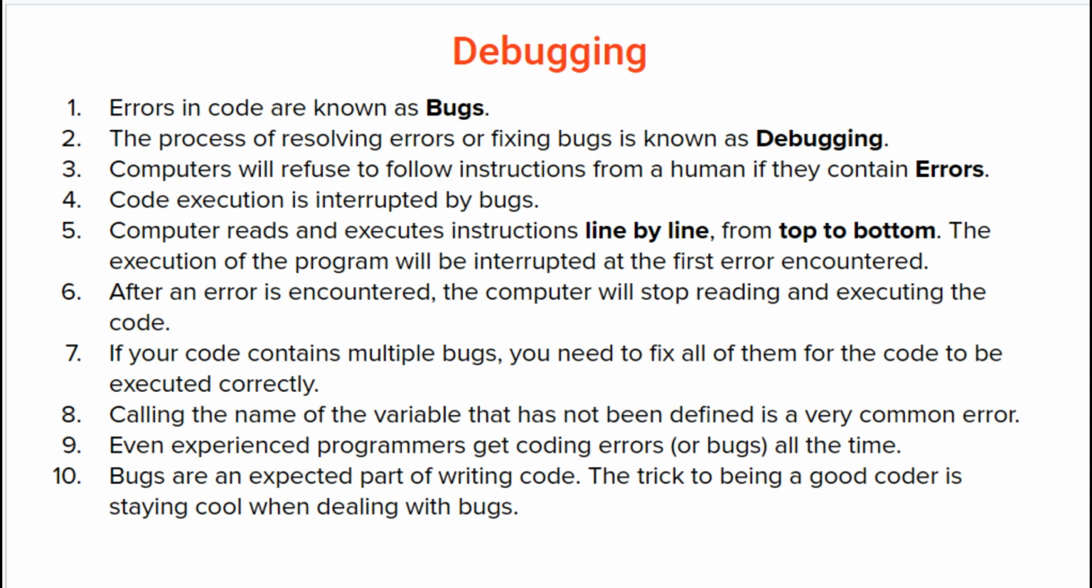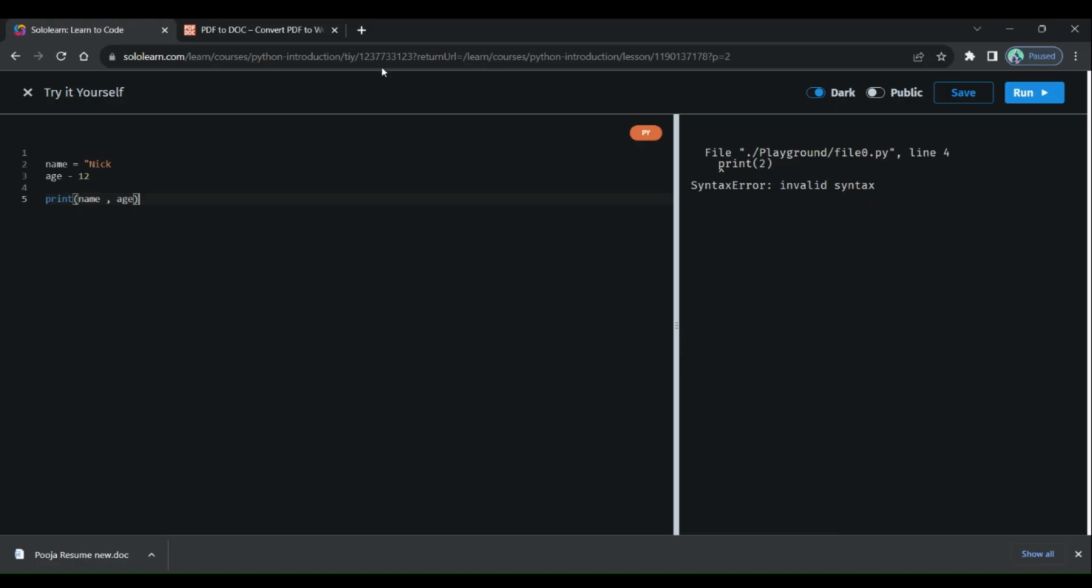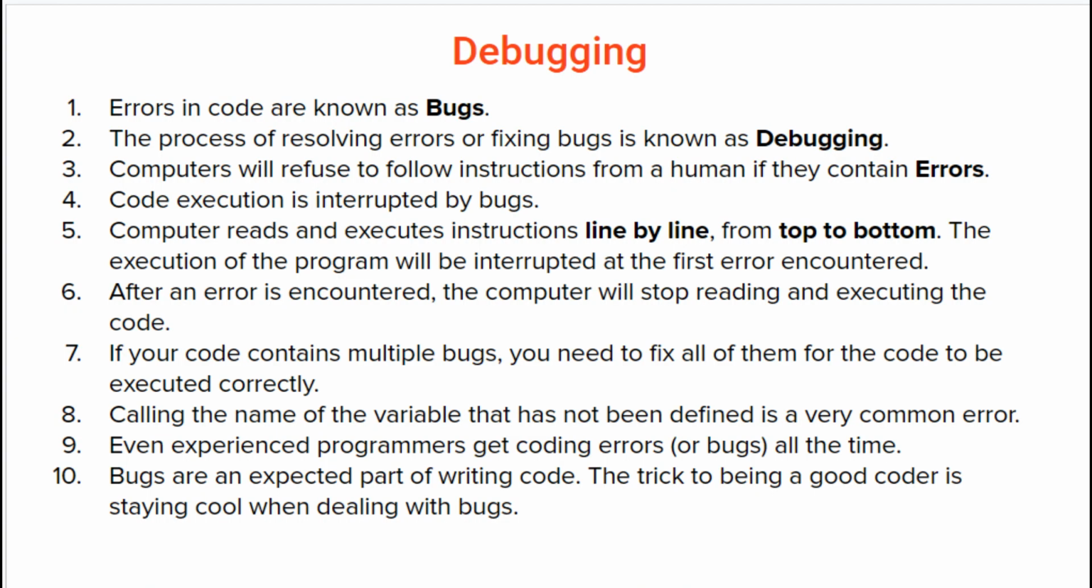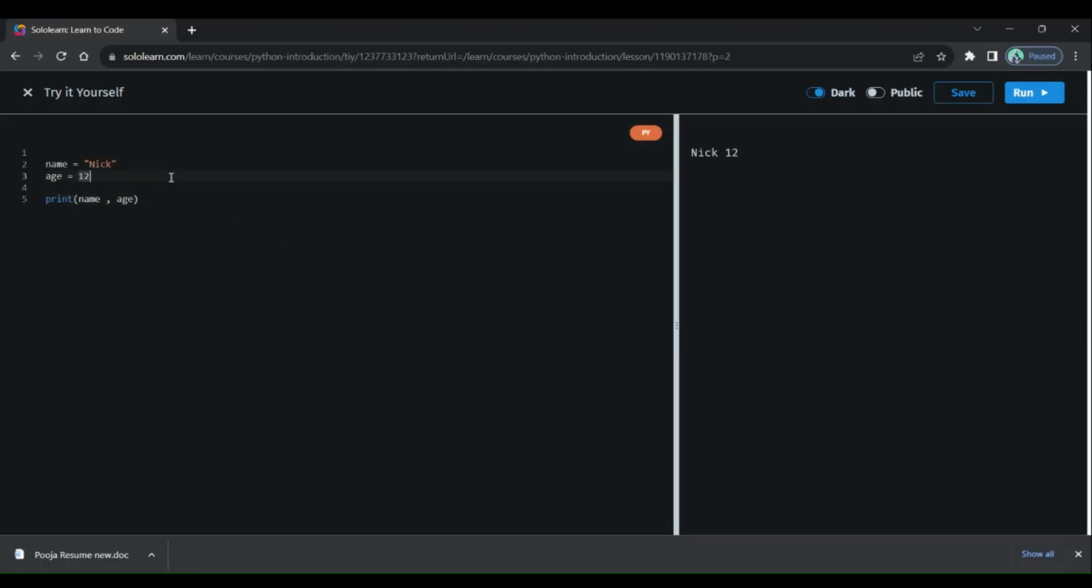If your code contains multiple bugs, you need to fix all of them for the code to be executed correctly. To execute the code correctly, you must fix all the bugs in it. Run the program to see what and where the error occurred, and solve the error. Calling the name of the variable that has not been defined is a very common error. Here, removing the variable declarations and calling the variable name results in a name error. Name is not defined.